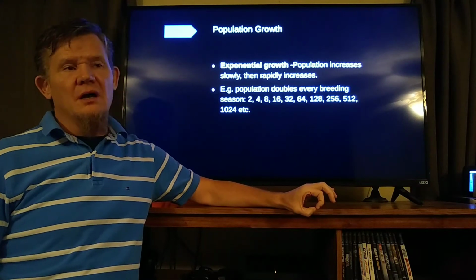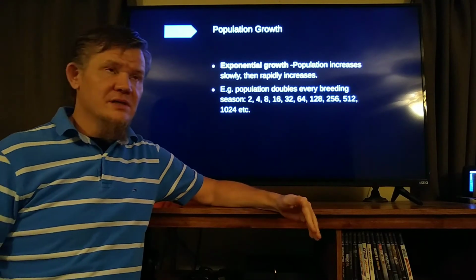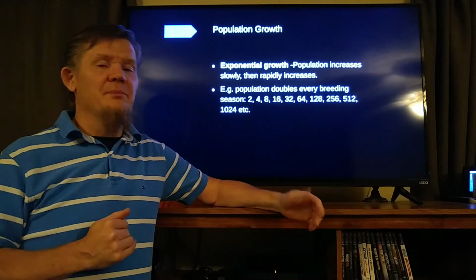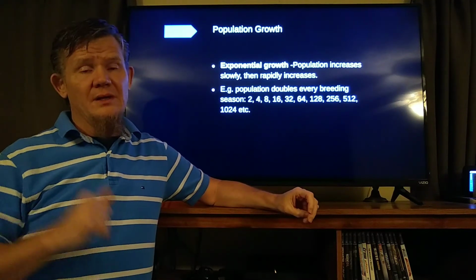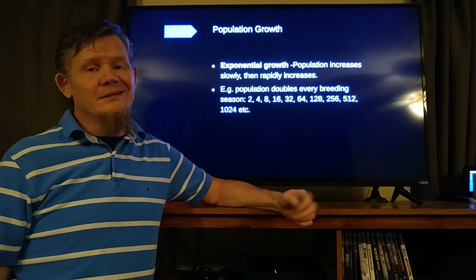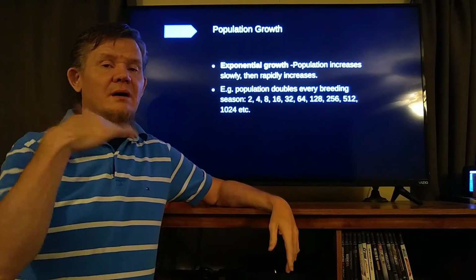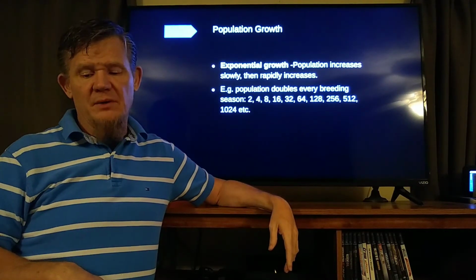Our population of hamsters was an example of exponential growth, doubling each time. Bacteria do this. Bacteria grow. They double each time they reproduce.